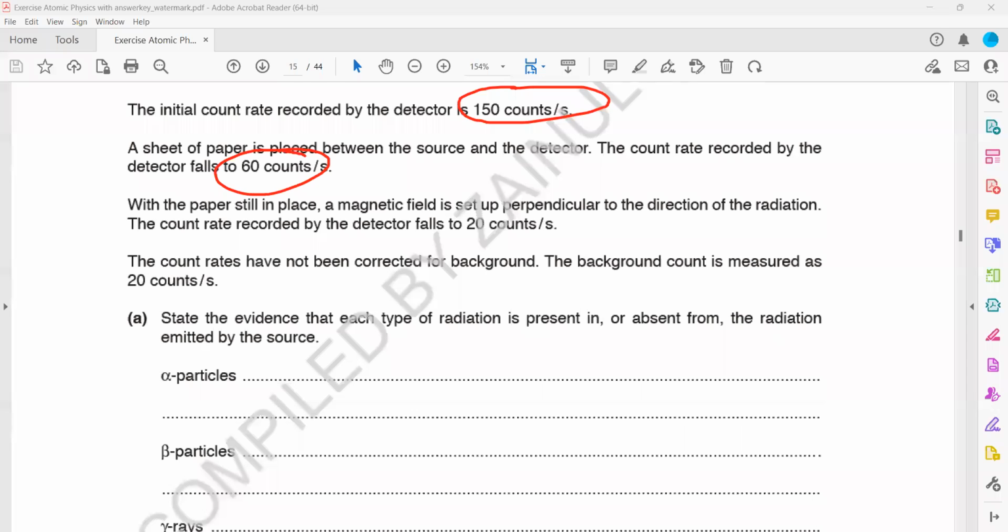How do we identify that there is alpha? Because the radiation count reduced, which shows that there is alpha. Alpha cannot penetrate through the paper. Then, with the paper still in place, a magnetic field is set up perpendicular to the direction, and the count rate falls to 20, very low, like it fell to background radiation. So what does this give an idea of? Look at what we did first.